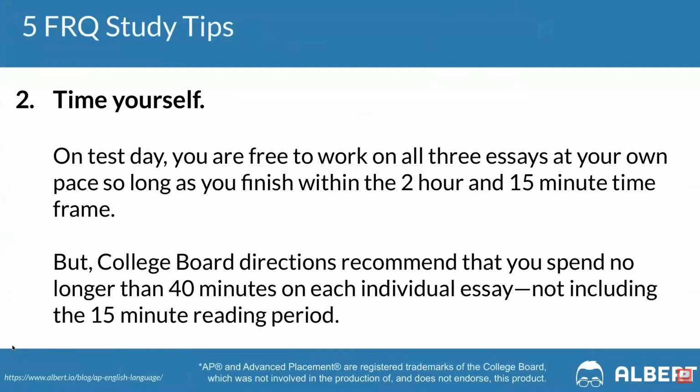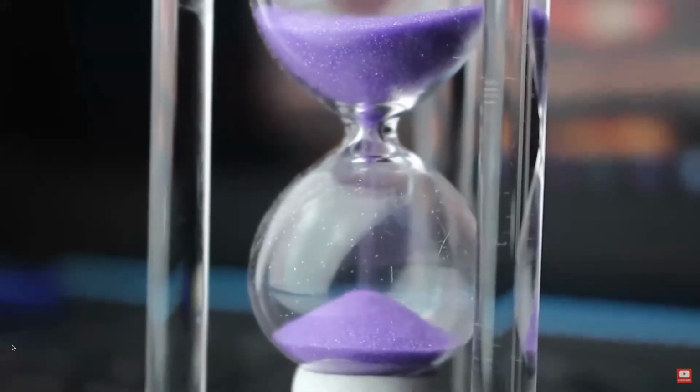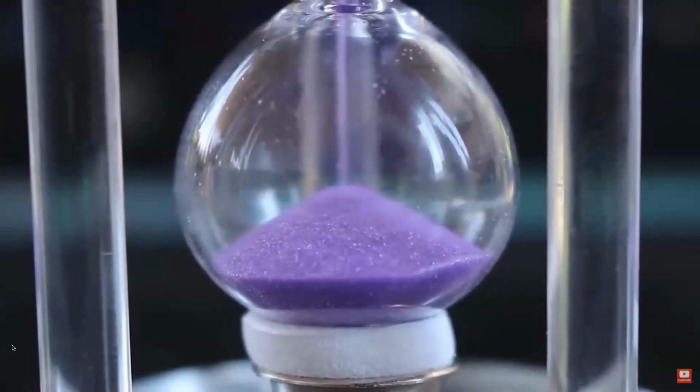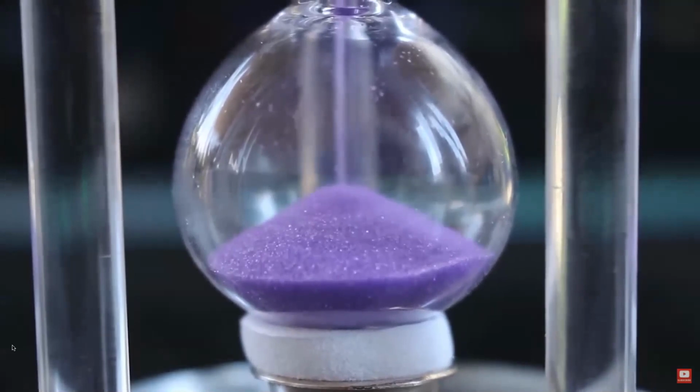The second tip we have for you when it comes to the FRQ section is to make sure that you're timing yourself and that you're pacing well. On test day, you're going to have 2 hours and 15 minutes to complete the FRQ section, and that includes a 15-minute reading period. So it's really important that you're not spending much more than 40 minutes per essay, just so that every single essay you write has an adequate amount of time for you to develop the thesis and your supporting evidence.